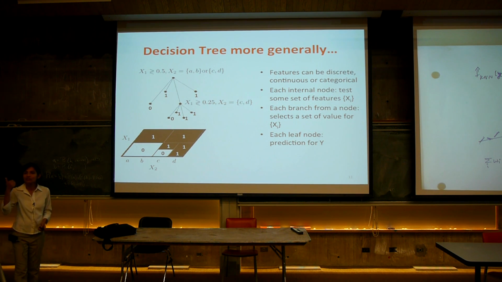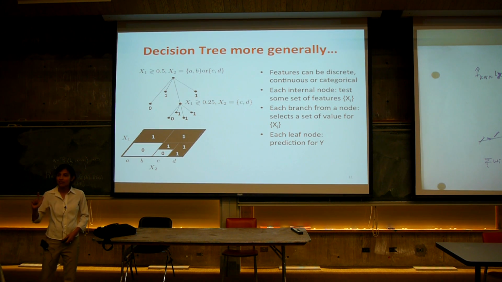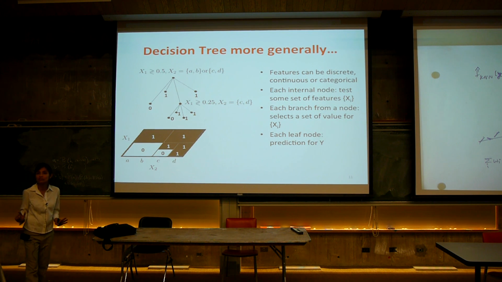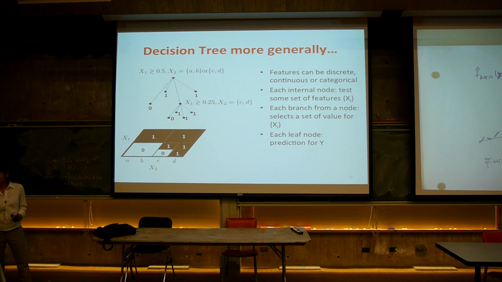But okay, any questions so far on what a decision tree represents and how general it can be in terms of things it can handle, and how we assign a label to a test point? I hope these are things everybody is comfortable with, right?